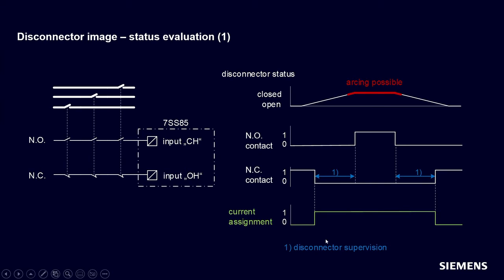When the normally closed contact signals the circuit breaker is closed, the current is assigned to the busbar differential protection. This is meant with this green diagram. And yet this underlines the importance of the normally closed contact.